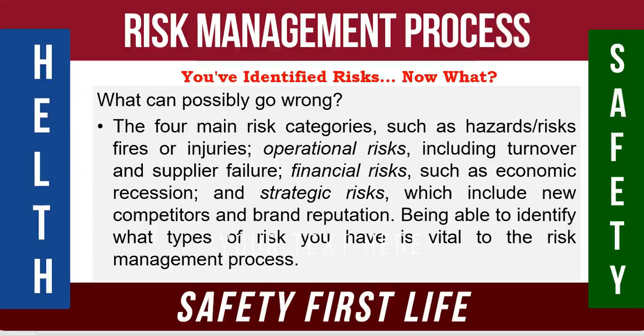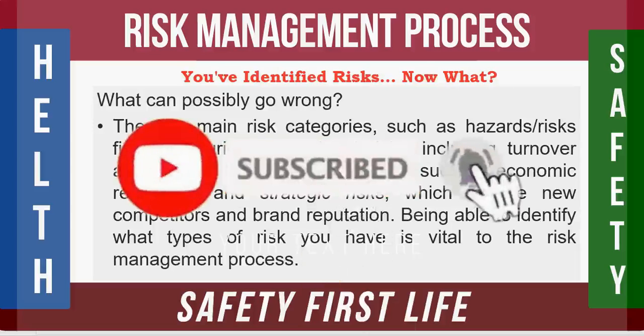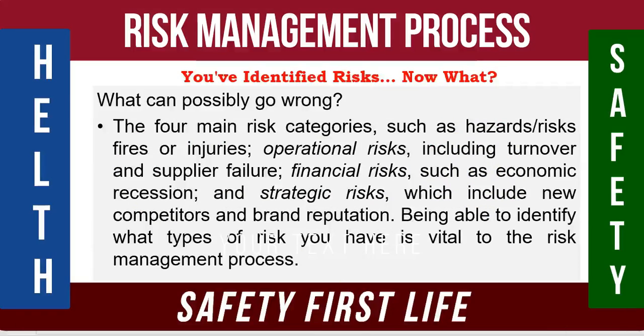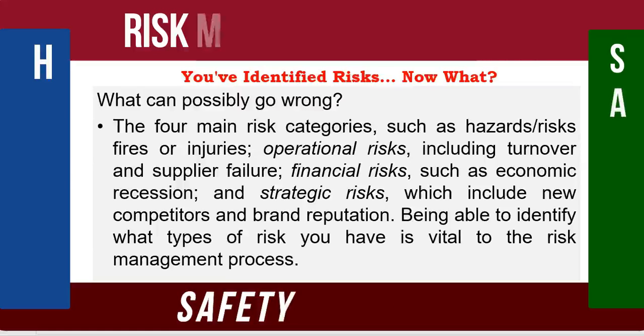There are four main risk categories, such as hazards and risks, fires or injuries; operational risks, including turnover and supplier failure; financial risks, such as economic recession; and strategic risk, which includes new competitors and brand reputation. Being able to identify what types of risk you have is vital to the risk management process.